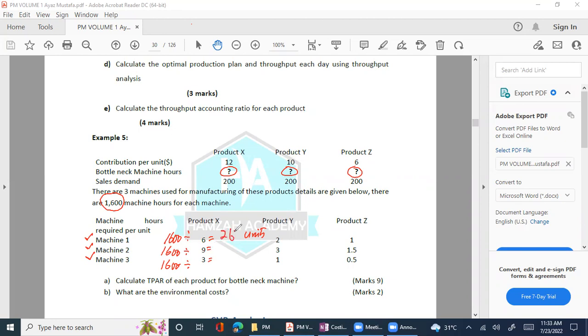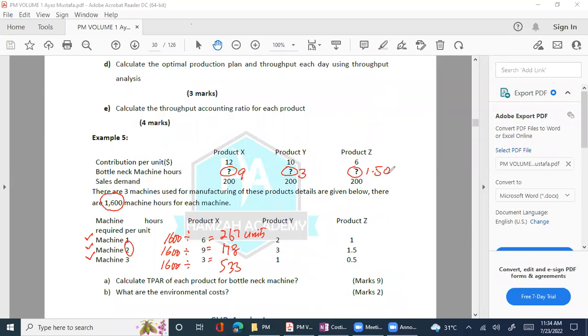So 267 is the number of units that we can produce from machine 1. 178 of X we can produce from machine 2. And 533 from machine 3. So basically machine 2 is a bottleneck resource. This was very easy, but were you not able to solve it? So here we will write the time of machine 2. The time of machine 2 for X is 9 hours, the time of machine 2 for Y is 3 hours, and the time of machine 2 for Z is 1.5 hours. So this will be complete.